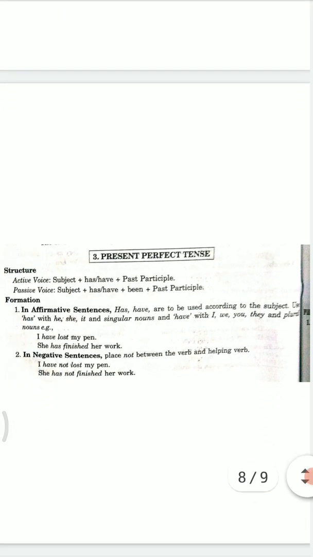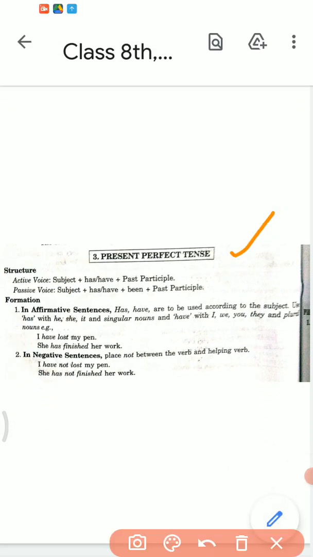Now, see the third tense, the present perfect tense. The third type is present perfect tense and the structure is given here: subject plus has or have plus past participle form, which is the third form of the verb. And in the passive voice, we also use has or have plus been plus past participle form. In affirmative sentences, how do we do it? Has and have are to be used according to the subject. Use has with he, she, it, or any singular noun, and have with I, we, you, they, or any plural noun.